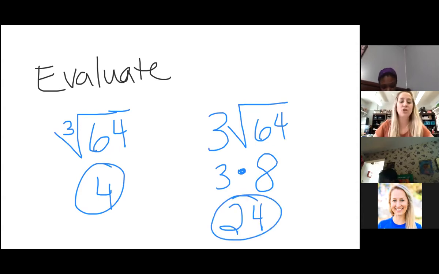Just make sure when you're looking at numbers, don't look too quickly. Make sure you're looking closely and determining, is it a cube root or is it being multiplied by a 3? As you can see, that will give you 2 totally different answers. I couldn't remember if we ever talked about when the number was right in front of it, so I wanted to make sure we talked about that. Both of these are rational because you get whole numbers for them.